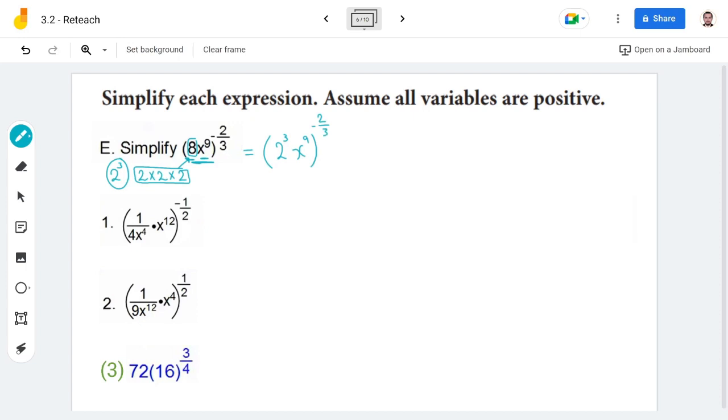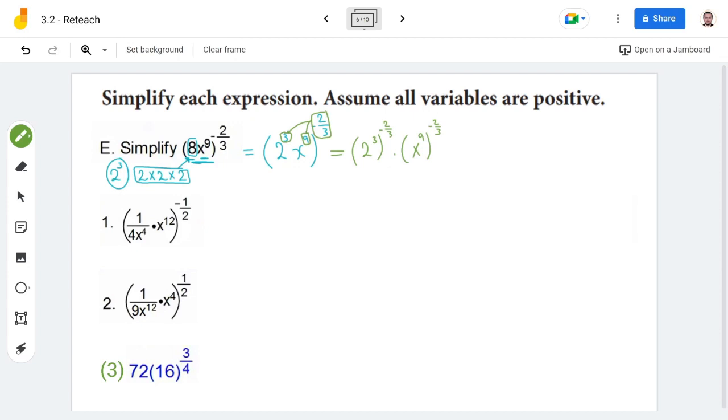Now, do you remember the rule that when we have a power to a power, we distribute? We distribute the power to this and to the 2. But because we have a 3 and 9 here, let's multiply them. Now it will be 2 to the power of 3 to the power of negative 2 over 3, times x to the power of 9 to the power of negative 2 over 3. So I distribute the power to each of them. That's the first step.